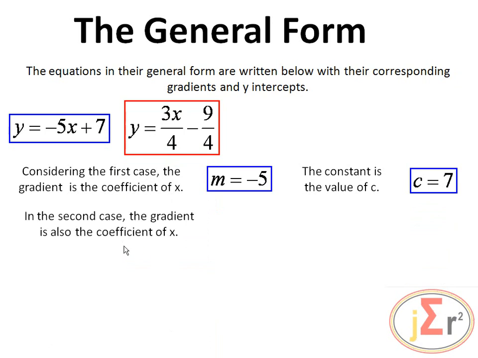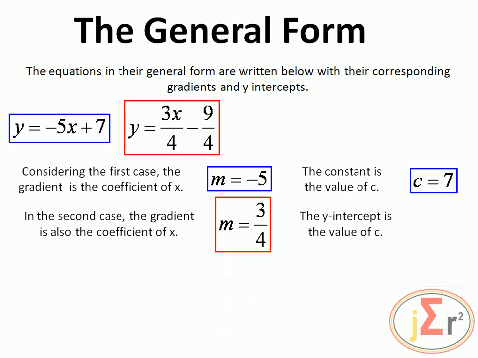What is the coefficient of x? The gradient is the coefficient of x, and that is 3/4. So the gradient m is 3/4. The y-intercept is the value of c as usual. So c is equal to -9/4. That is the pure number that we have right there. That is your y-intercept.